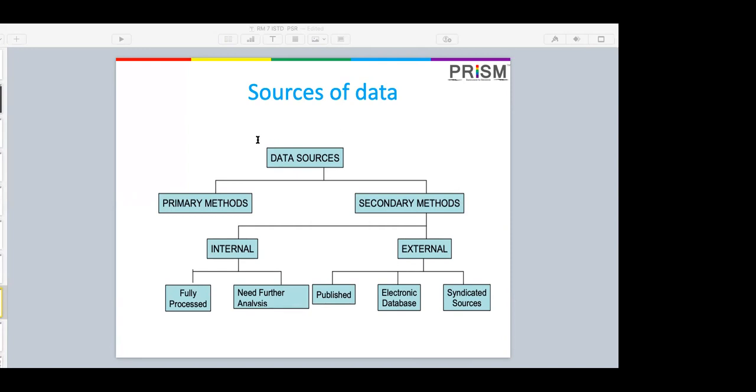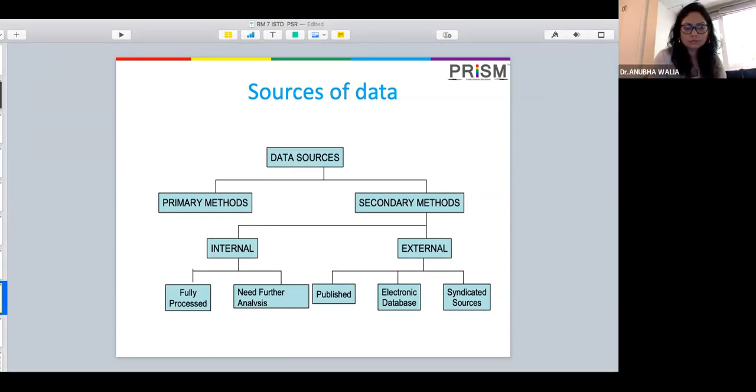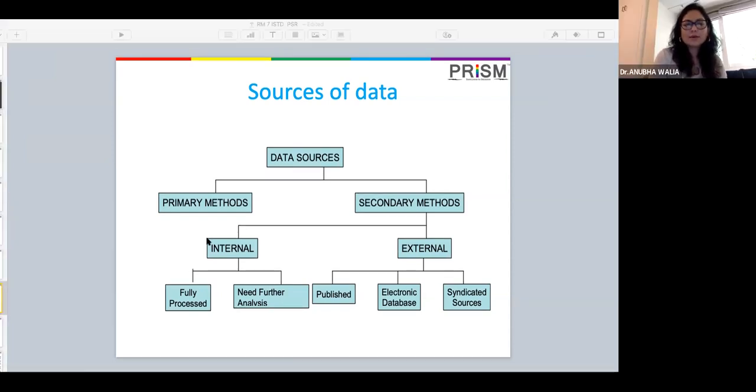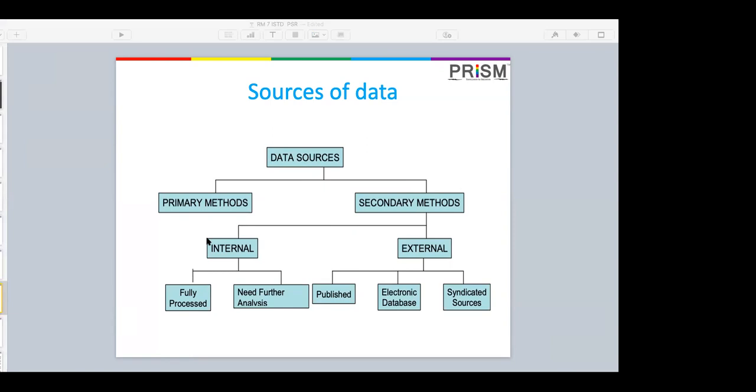Good morning, ma'am. As per my understanding, primary data is something which we need to collect from scratch, through surveys and so on. And secondary data means data already available in different sources, which we collect and analyze or utilize for further research. Well said.